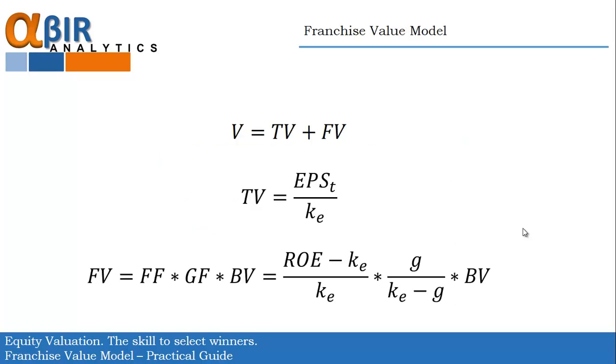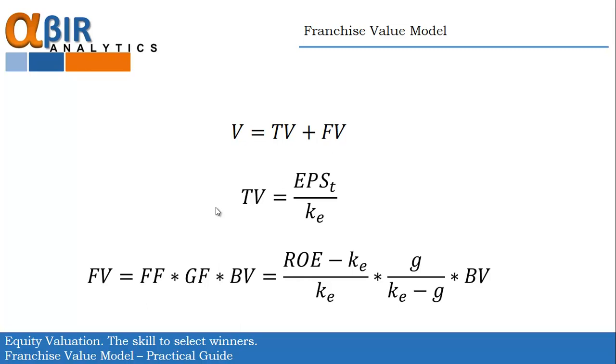This is an alternative valuation model that is very different from discounted cash flows, and it was developed by Martin Leibowitz. According to the franchise value model, the total value of the equity is separated into two parts. First is the tangible value, the value coming from the assets in place. To estimate it, we use the Gordon growth model with the assumption that the current earnings per share will repeat themselves in the future. The more interesting part is the franchise value premium or discount.